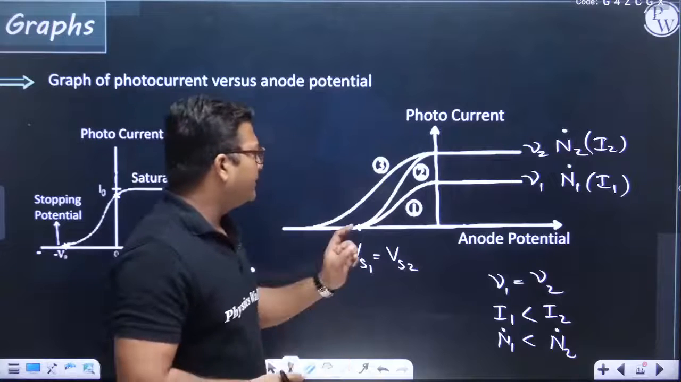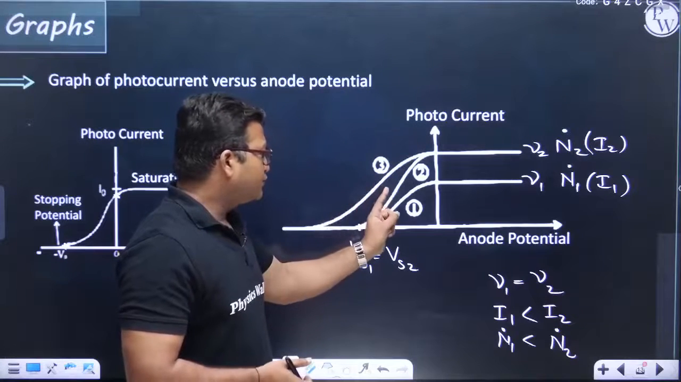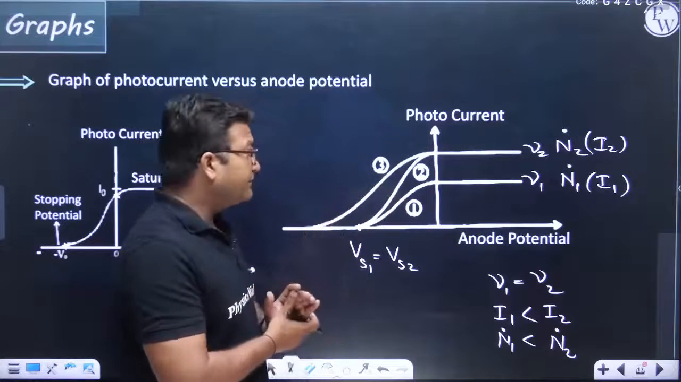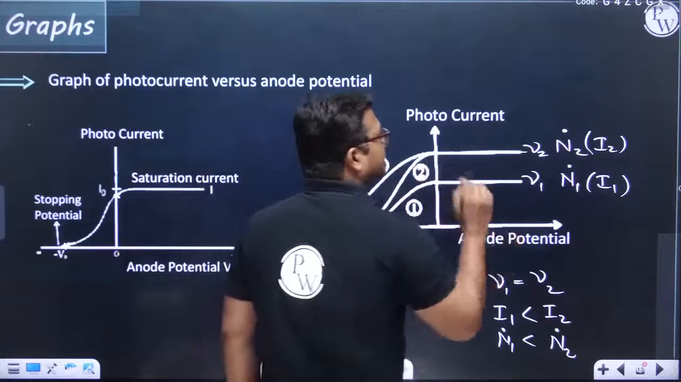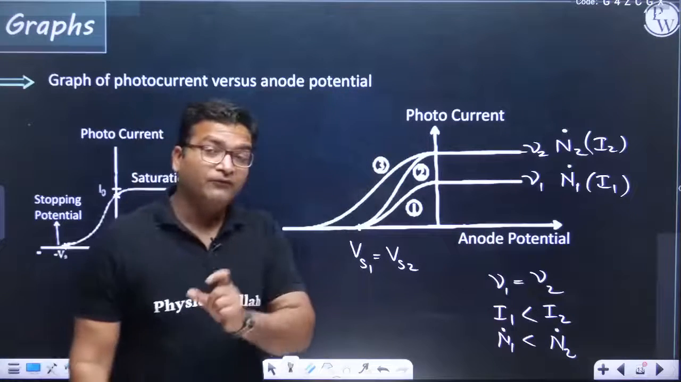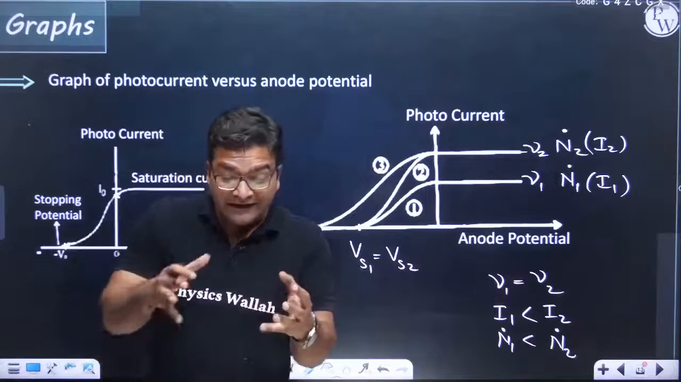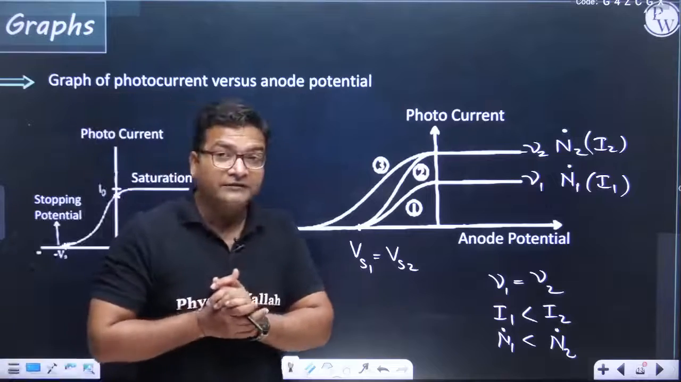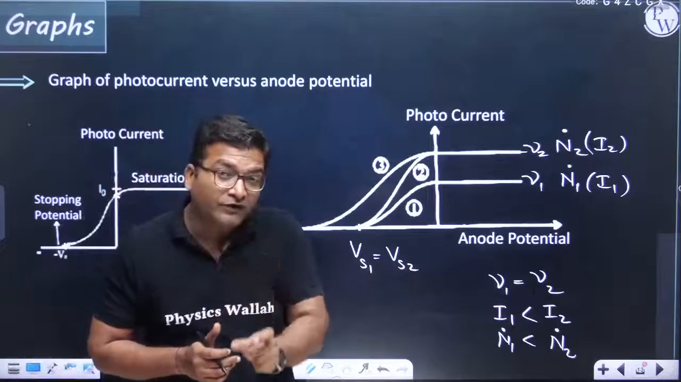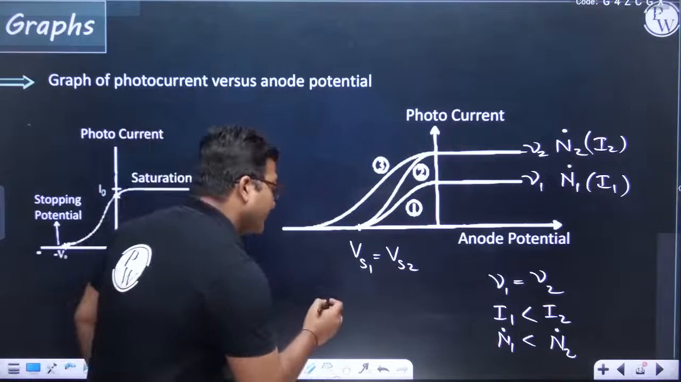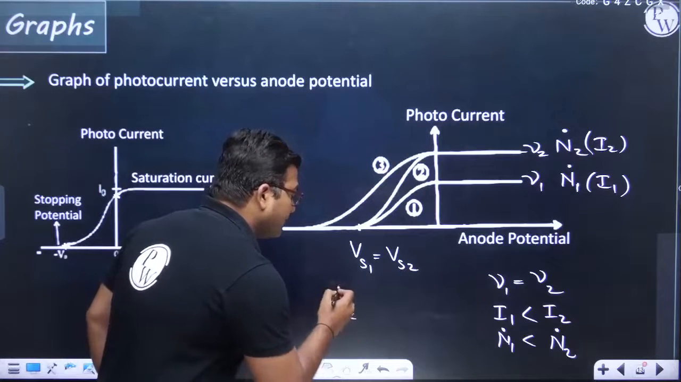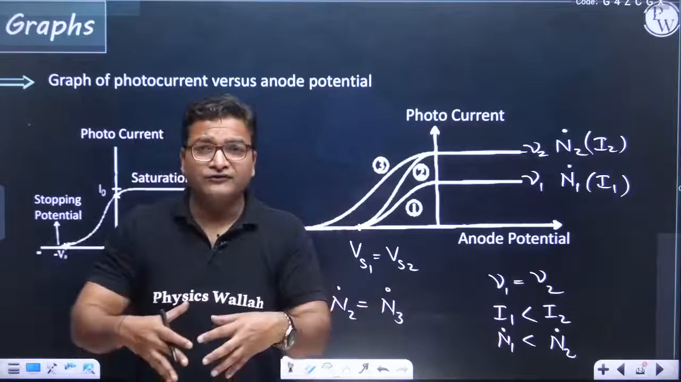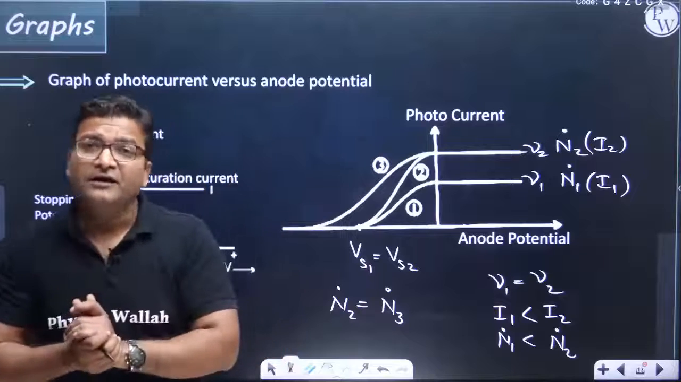Now if we compare between 2 and 3, obviously they have the same photocurrent, and if they have the same saturation current, it means equal electrons are being emitted. And if equal electrons are being emitted in both cases, it means the photons falling per second are the same. So for 2 and 3, the photons falling per second are the same. If the same number of photons fall per second, the same number of electrons will be ejected.